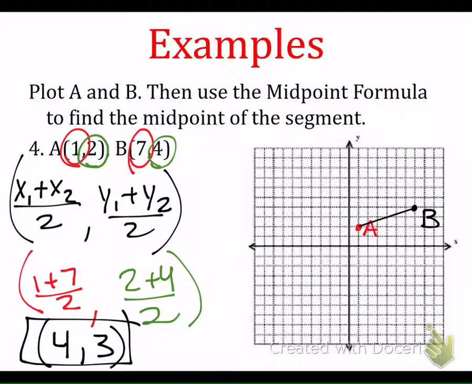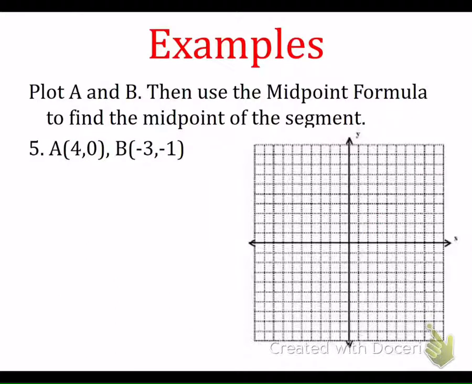Now, since I have a graph, I can check my work. 1, 2, 3, 4. 1, 2, 3. Does that look like it's the middle? Yeah, it does. So it's pretty likely that you did it right if your ordered pair is also on the segment and looks like it's right in the middle. If you get a point way over here, you've done something wrong. Okay?